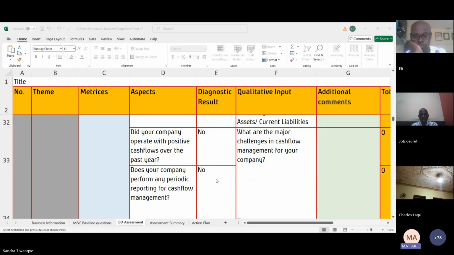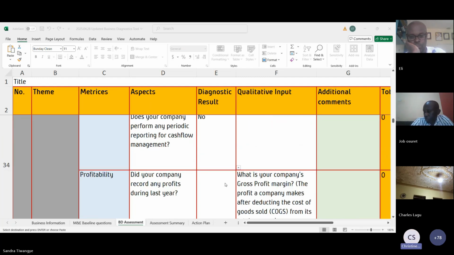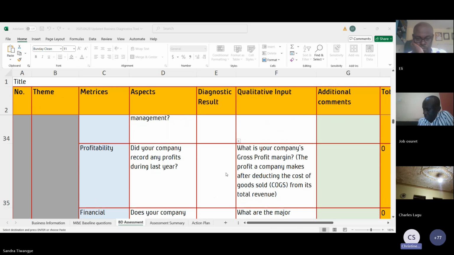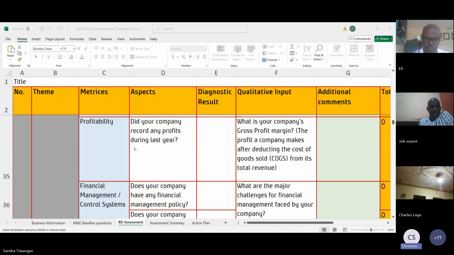Okay, so there you know it. Do you have enough money at hand to manage and run business operations, and do you report about it? Do click yes or no as we proceed. Then we get to profitability. Okay, we are also going to have an explanation on what is profitability. Then all you have to do at the end is to let us know whether you recorded any profits during the last year.